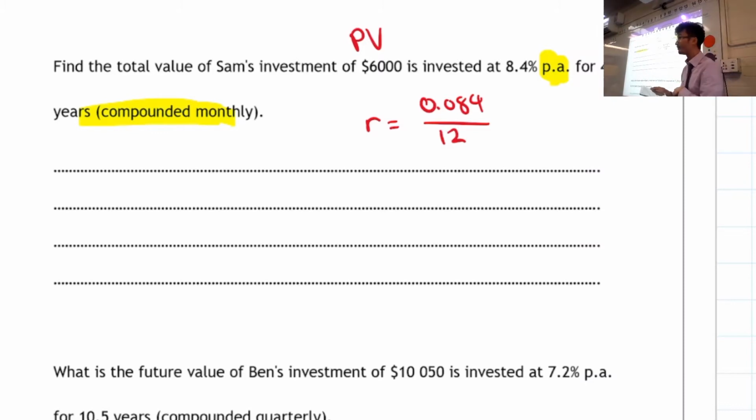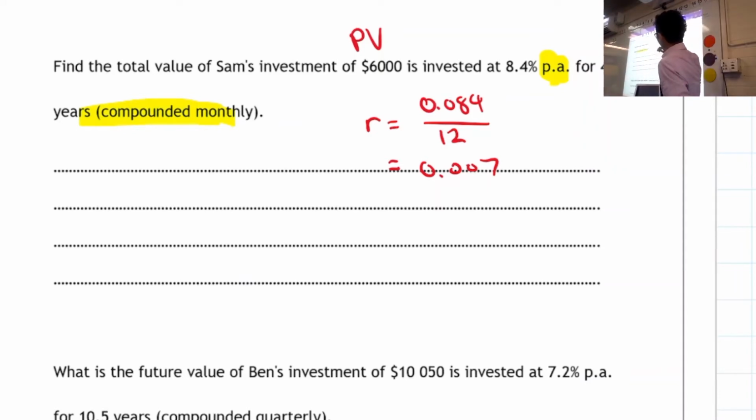Exactly right, Luke. Yeah, you have to divide by 12. You want to find the rate for each month. Can you do that calculation for me? 0.084 divided by 12. Are you doing that calculation, Saxon? Yes. What did you get? 0.007. Okay, almost there, guys. Almost there.